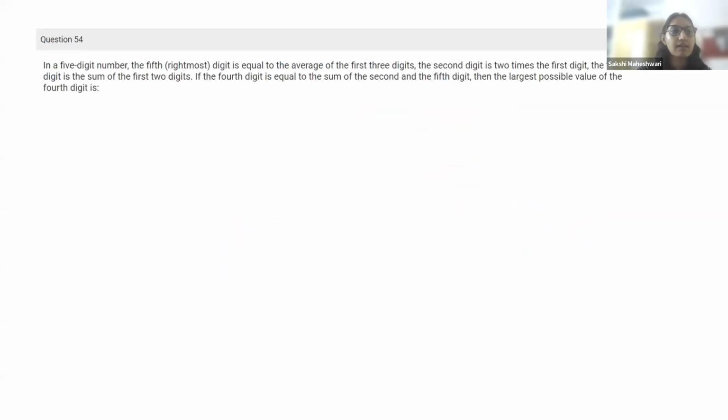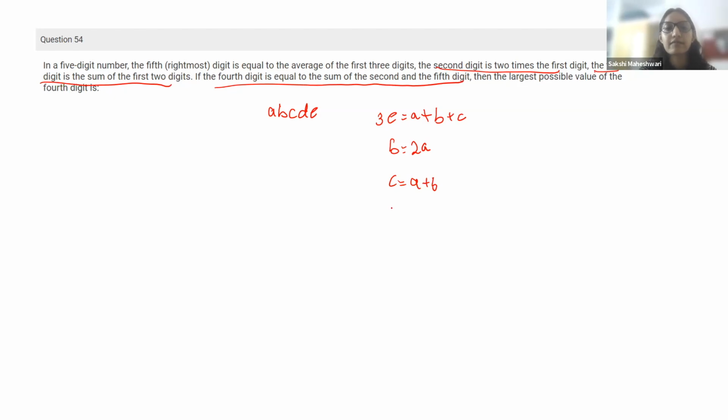Okay. Now let's move to this question. In a 5-digit number, let's assume the 5-digit number to be ABCDE. Fifth rightmost digit E is equal to the sum of the first three, E is equal to A plus B plus C. Second digit B is equal to 2A. Third digit is the sum of first two digits, so C is equal to A plus B. And fourth digit is the sum of second and fifth, D is equal to B plus E.